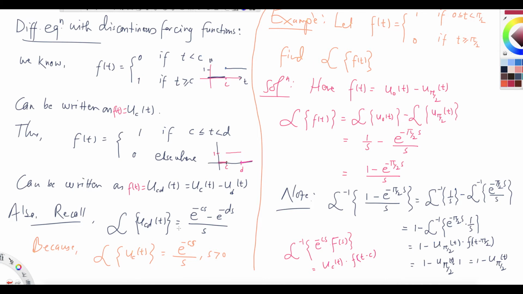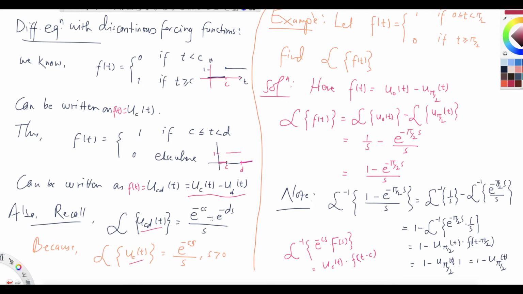If you use that formula, then the Laplace transform of this term will be e to the negative cs over s minus e to the negative ds over s. If you combine that, you will get e to the negative cs minus e to the negative ds over s. So this is the Laplace transform of this indicator function. That's why you use that.